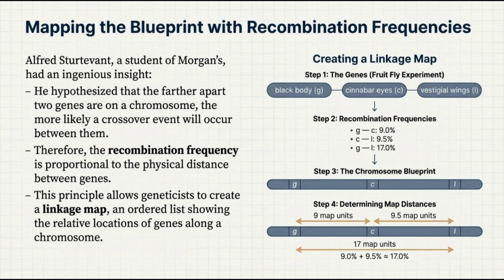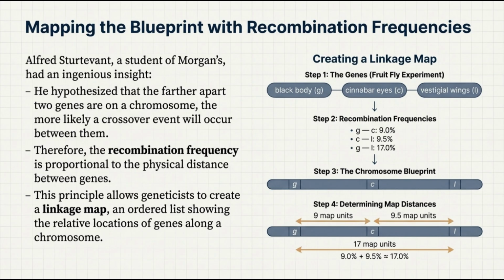He figured if crossing over is a random event, then the farther apart two genes are on a chromosome, the more physical space there is between them, and therefore the more likely it is that a crossover event will happen somewhere in that space. Precisely. The distance between the genes is directly proportional to the frequency of their recombination. A higher percentage of recombinants means they are physically farther apart on the chromosome. So you can use those frequencies to actually build a map.